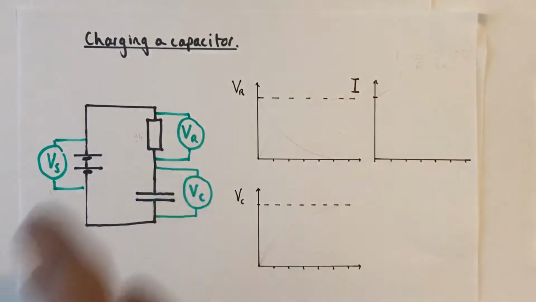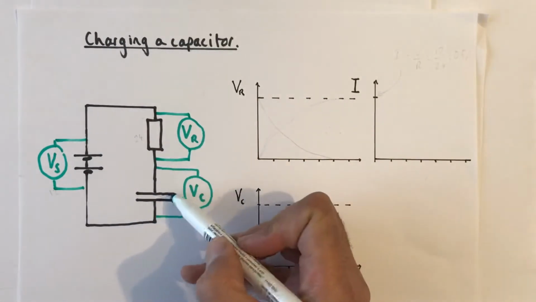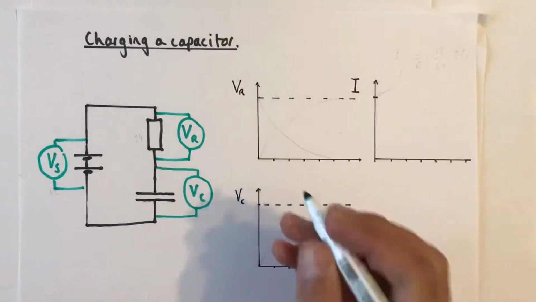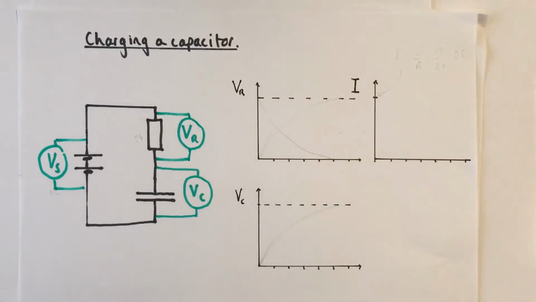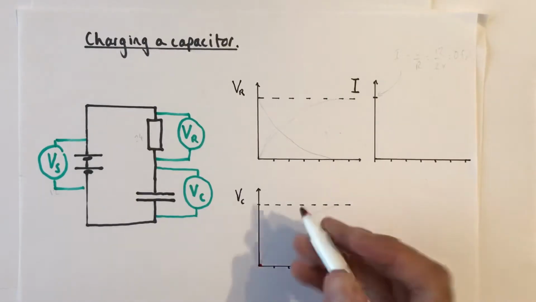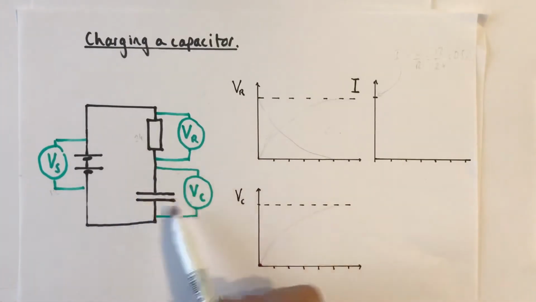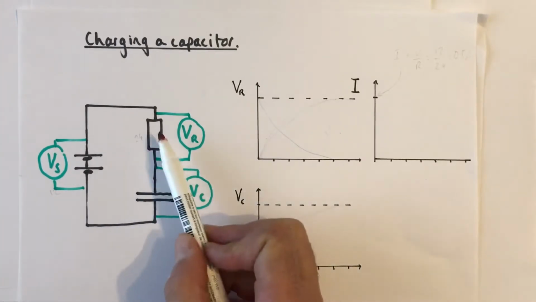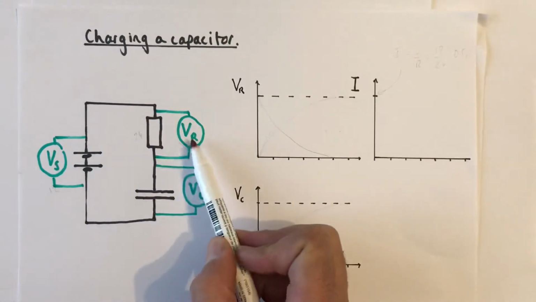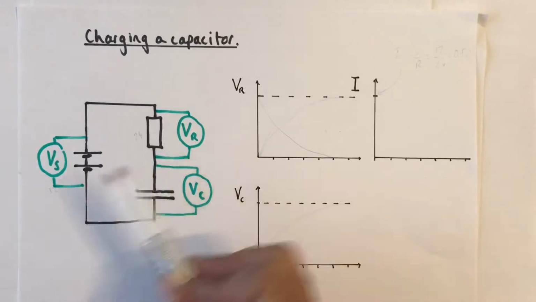Now, at the instant when I close the switch, we have not had any time to transfer charge onto the plates. So VC is 0. Okay, at that instant, the VC is 0, time 0. Now, at that instant, the capacitor is not having any effect on the circuit. So we've just got a circuit where we've got voltage across this resistor, which is the full supply voltage.